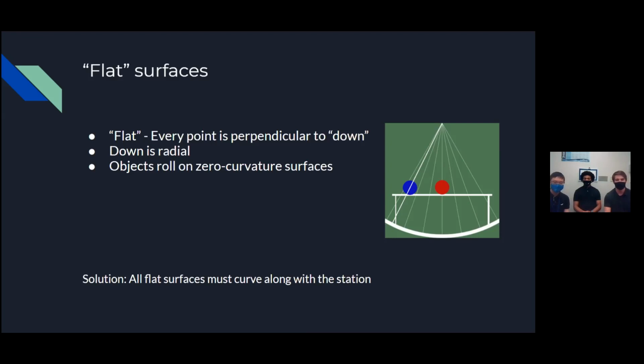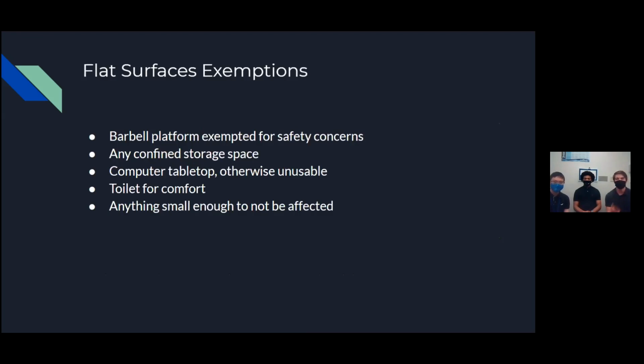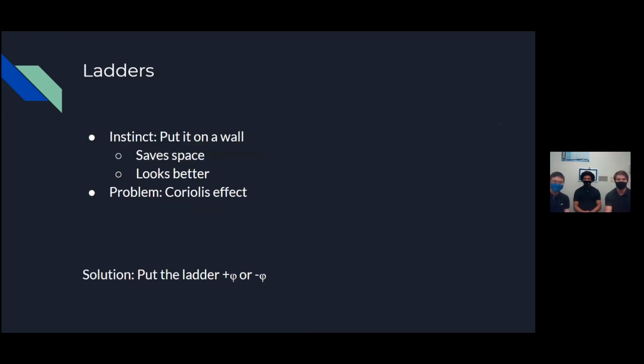The solution to this is to create a curved flat surface to hold anything, keep it from sliding off the edge. There's a few exemptions to this: our barbell platform for safety, anything that's confined that could hold anything from sliding off, the computer tabletop, which wouldn't be usable, and the toilet for comfort, as well as anything that would be too small to be really affected by the fact that it is radial.